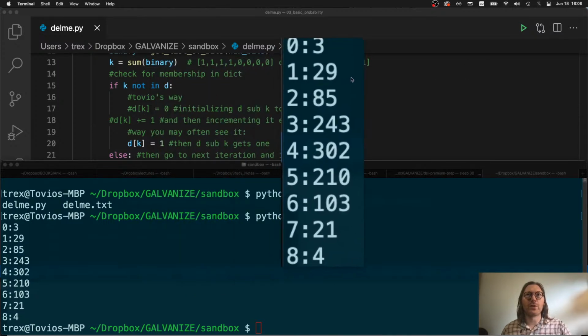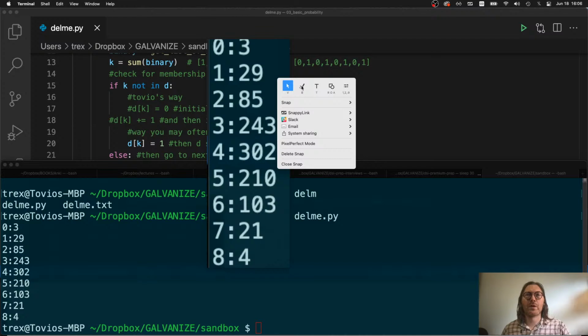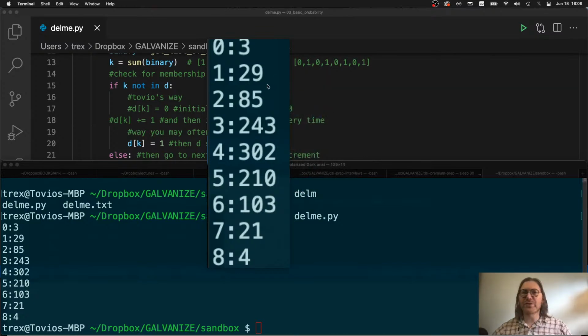Okay, so looking at this, a way that we can interpret this is out of 1,000 trials, we had a sum of 0, so we got all zeros. That happened 3 times. We got a sum of 1, so 1, spread across those 8 bits in some way. We got that 29 times.